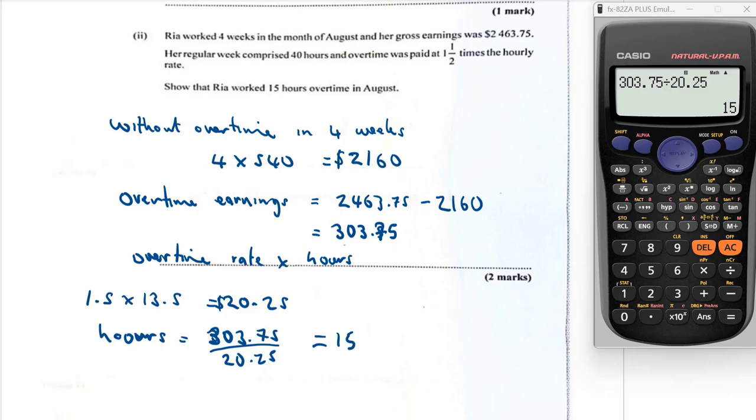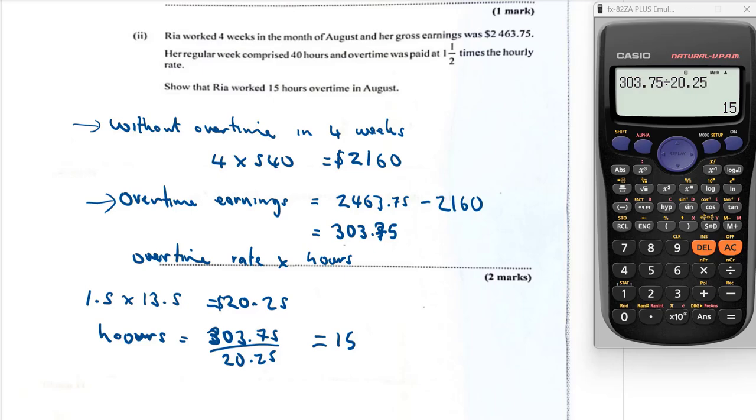So we have structured the solution in such a way that it forces us to easily find the overtime hours. The first step we did, we find out how much she earned without overtime, and then we find the overtime earnings. Once we know the overtime earnings, we can easily calculate the hours. And once we found the overtime earnings, we just divide it by the overtime rate.